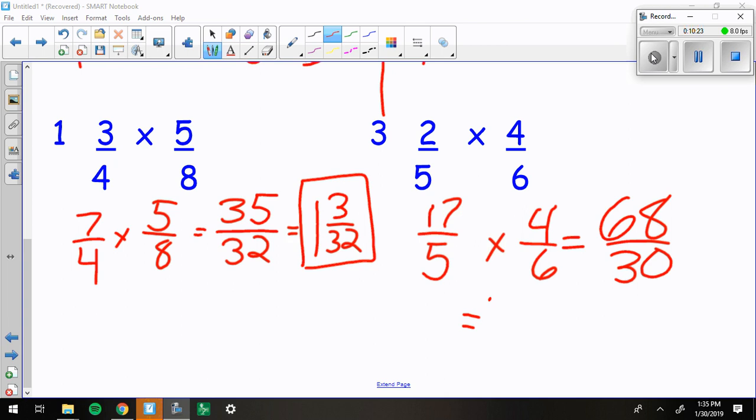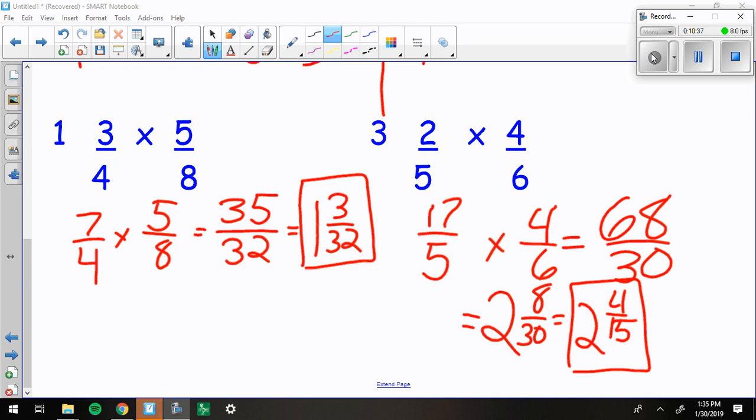30 goes into 68 twice, with 8 left over. I can divide both of those by 2. 2 and 4/15. Boom.